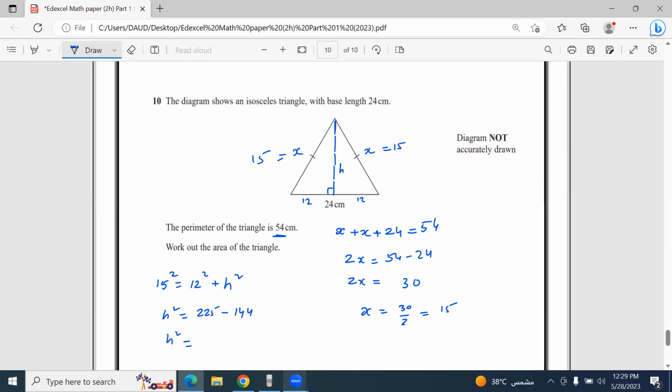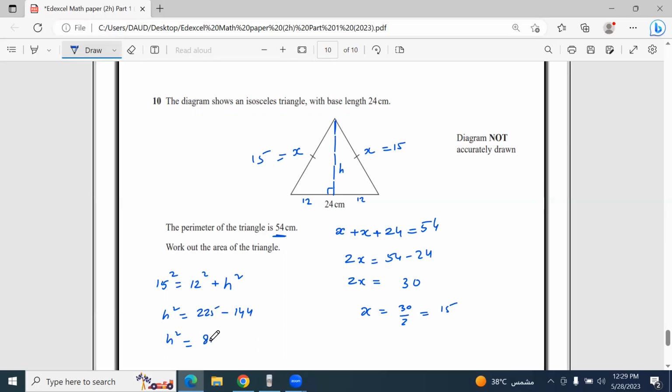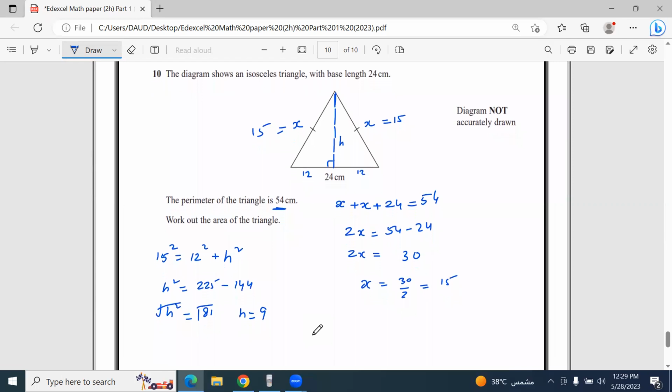So h square is equal to, we can check here, 225 minus 144, that gives me 81. And if you take the square root on both sides, we will get height 9. Now once we know the height, we can find easily the area of the triangle, okay? The formula of area of triangle equals 1 over 2 base into height. So 1 over 2 base is 24. Height we just now found out, which is 9.